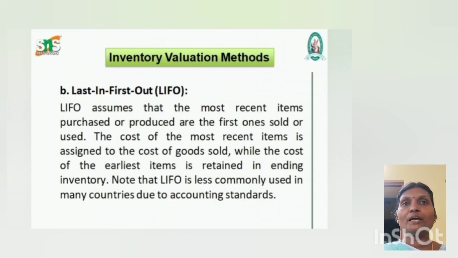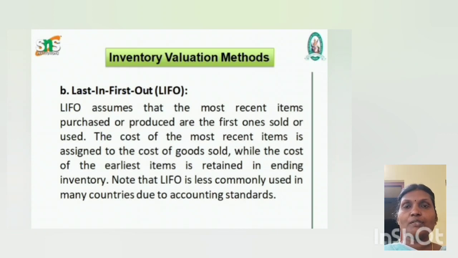The prominent and foremost method is called FIFO, which stands for first in, first out. Under this valuation method, the first items purchased or produced are the first ones sold or used. The cost of the earliest items in inventory is assigned to the cost of goods sold, while the cost of the most recent items is retained in ending inventory.